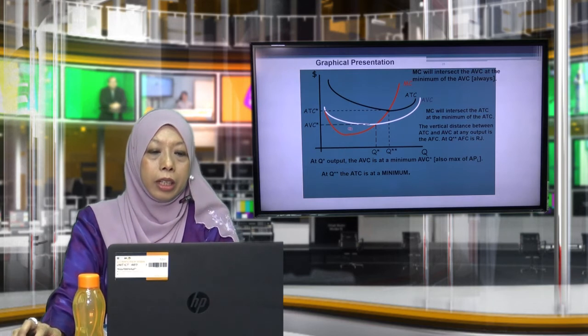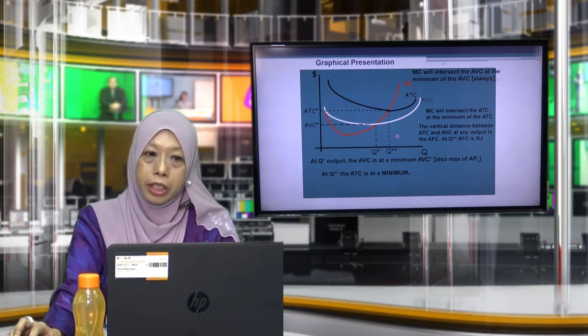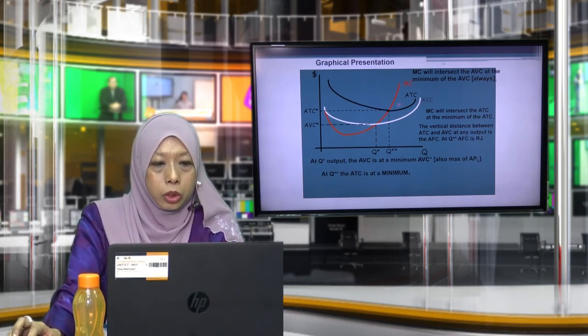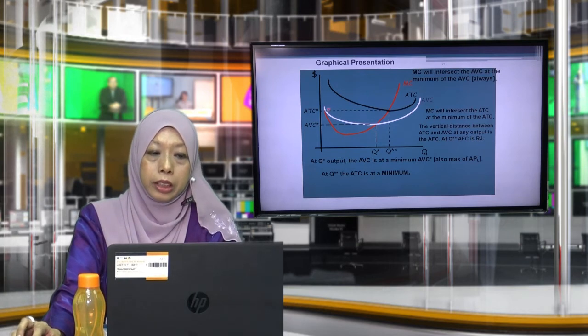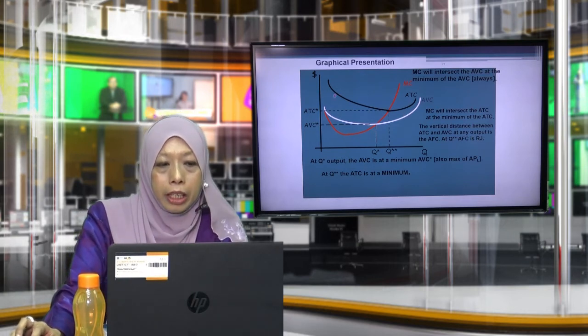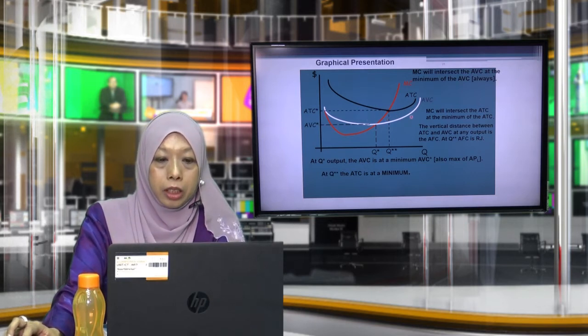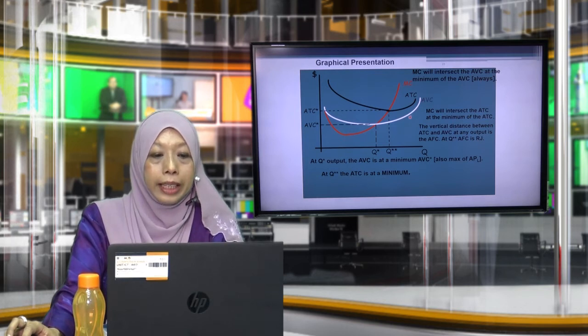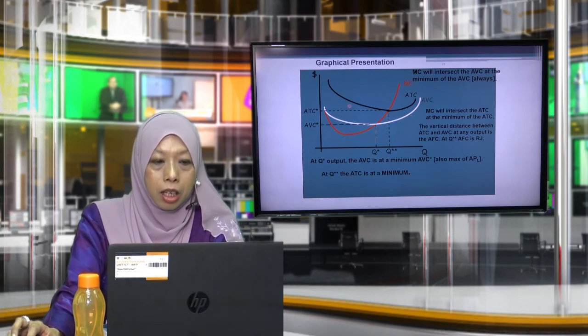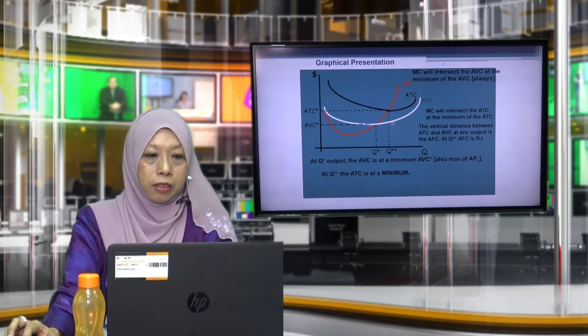Now, another rule that is very important is that when you draw your average total cost and average variable cost, you have to make sure that the distance between the two curves gets smaller as output increases. Why is that the case? Because this vertical distance between average total cost and average variable cost represents average fixed cost.